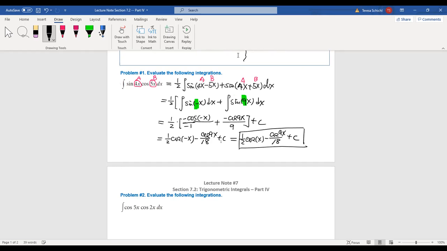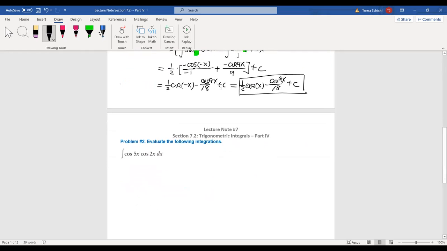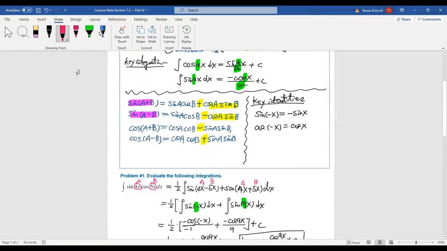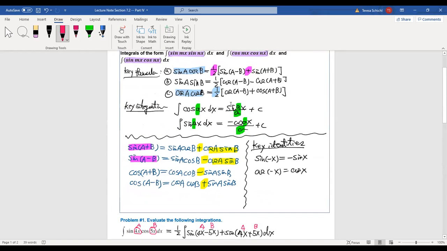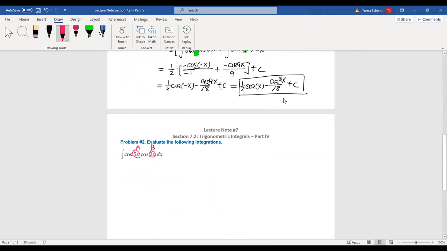Now let's take a look at the second one here. This is a cosine, right? So cosine. This is my A, this is my B. So let's go back to my formula. What is cosine? You add cosine A minus B and cosine A plus B, all right?